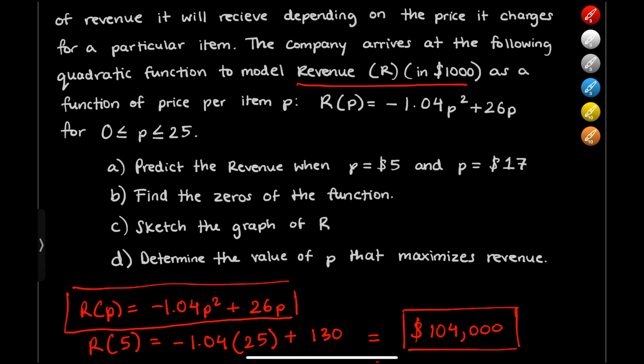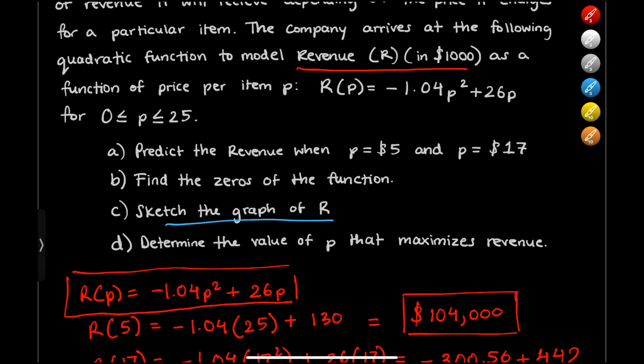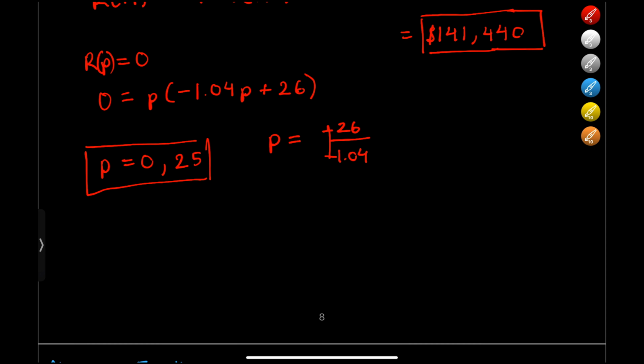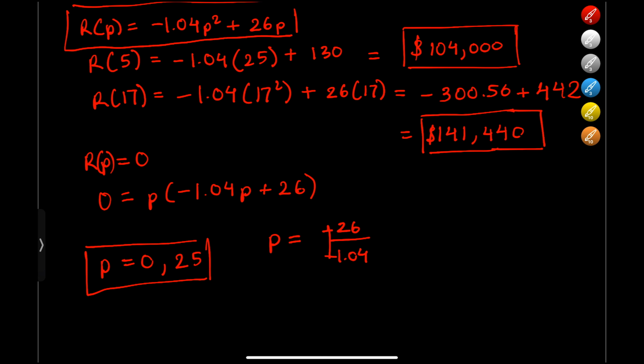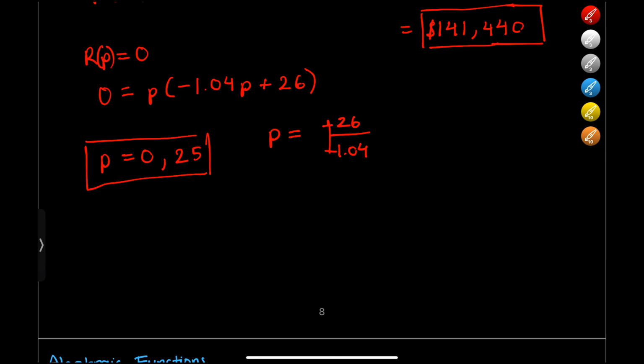Now let's look at part C. It says to sketch the graph of R. And to sketch it accurately is going to be a little bit difficult because we do not know what the vertex of this parabola is. And so you might ask, how are we going to graph this function? And the easy way to do it is that we got our zeros, 0 and 25, and so the midpoint is going to be the maximum of the parabola, and that is going to be our vertex. So the middle of 0 and 25 is 12.5.